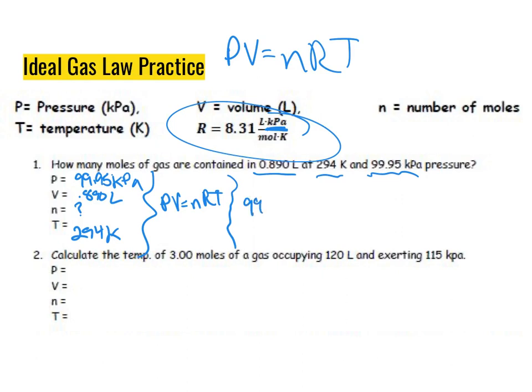So 99.95 kPa times 0.890 liters equals n. That's again what we don't know. My R value is 8.31 liters times kPa over mole times Kelvin. And then the temperature of 294 K.